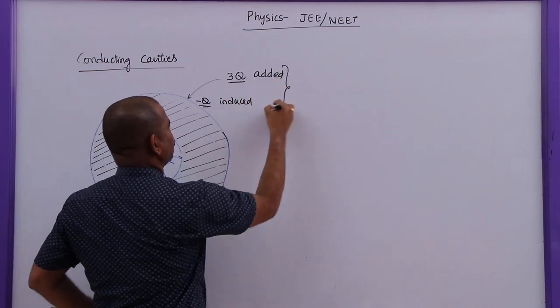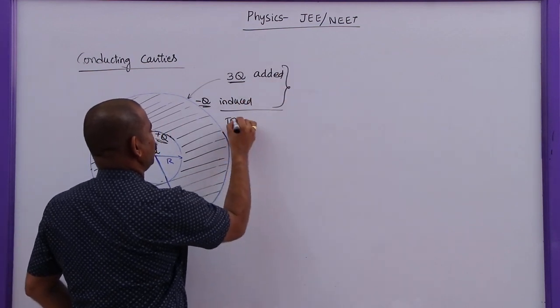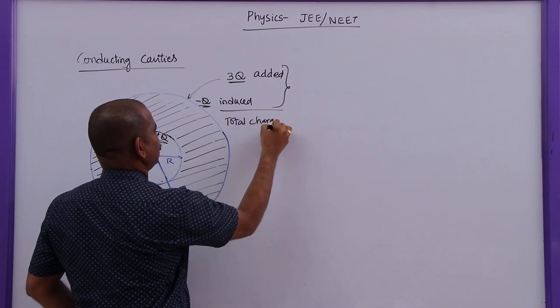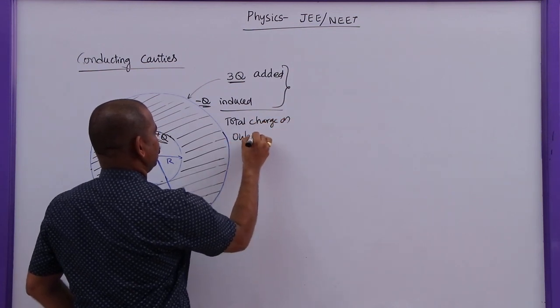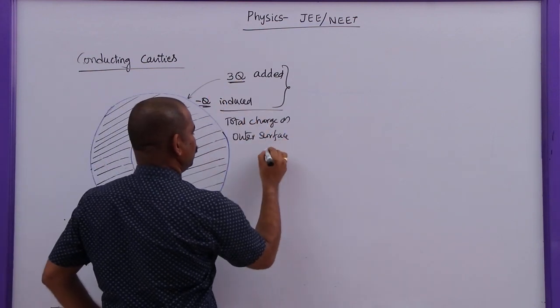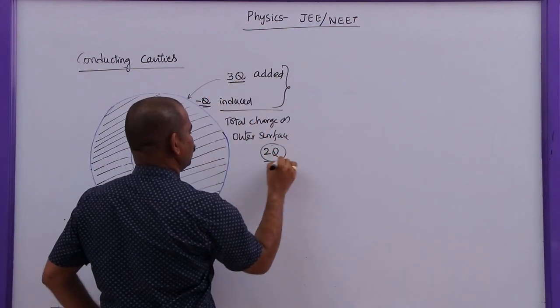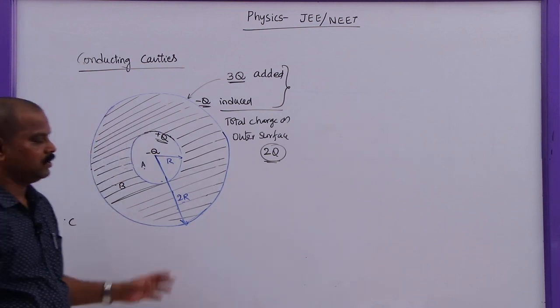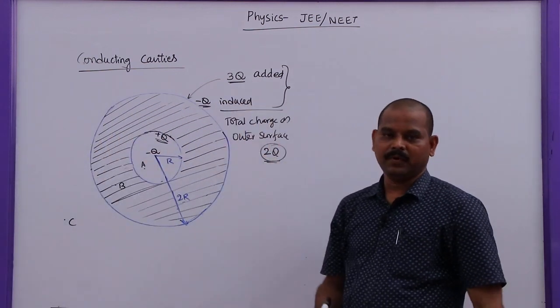So the total charge on the outer surface is 3q minus q, which is equal to 2q. So this is the total charge on the outer surface. Now let me find out the potential on the 3 different points.